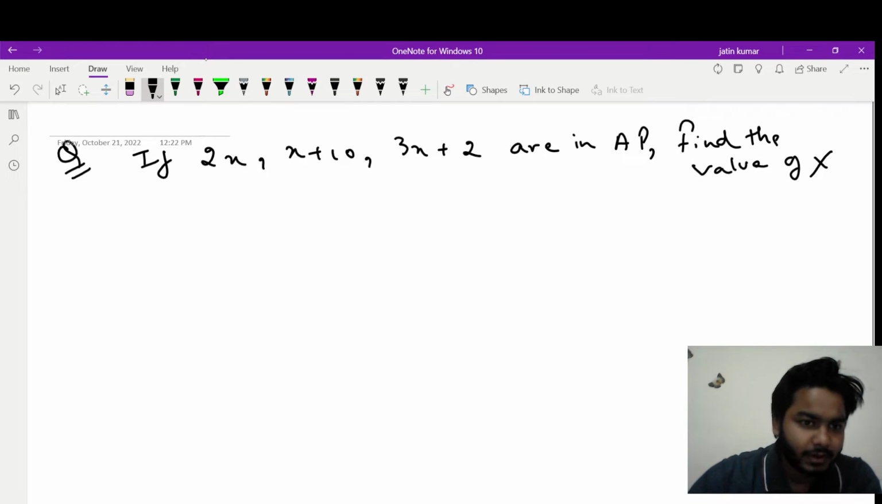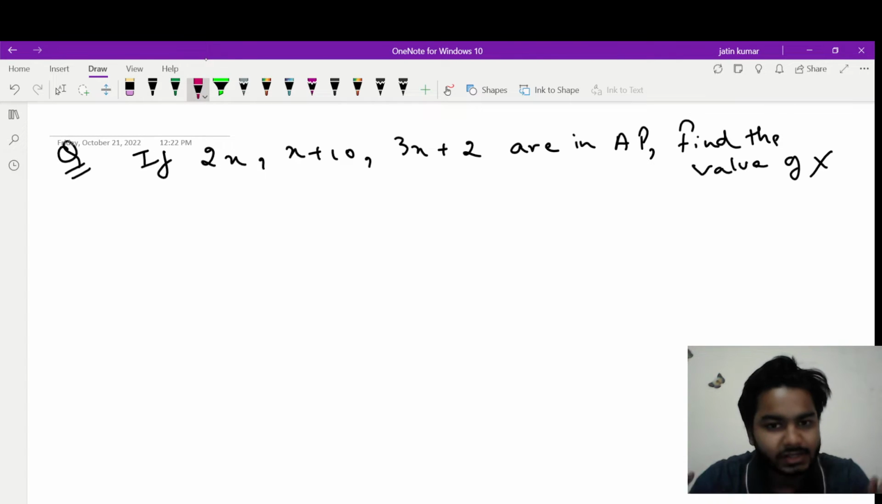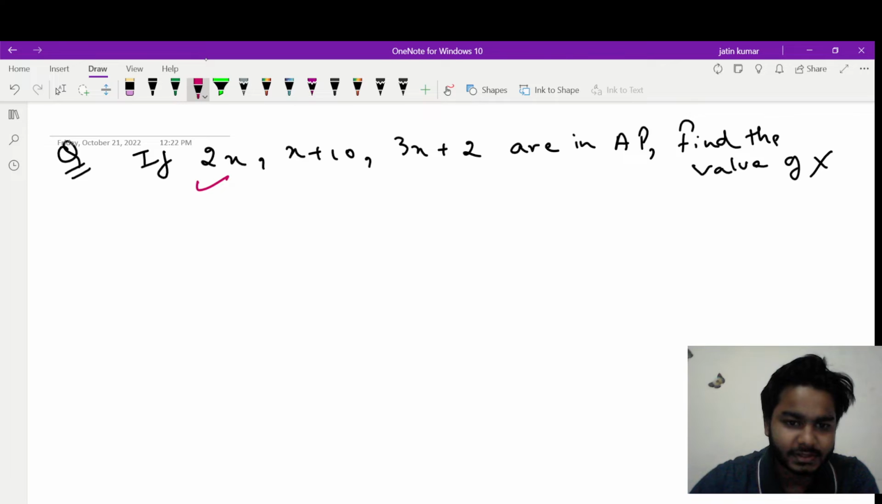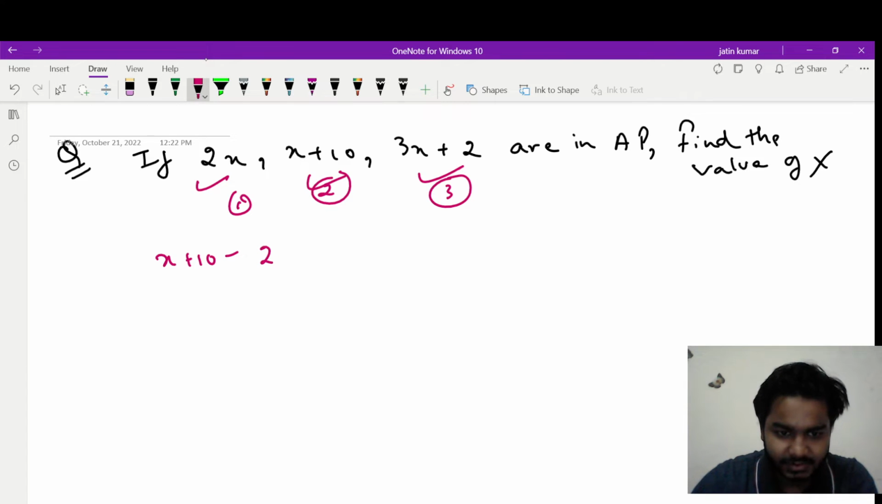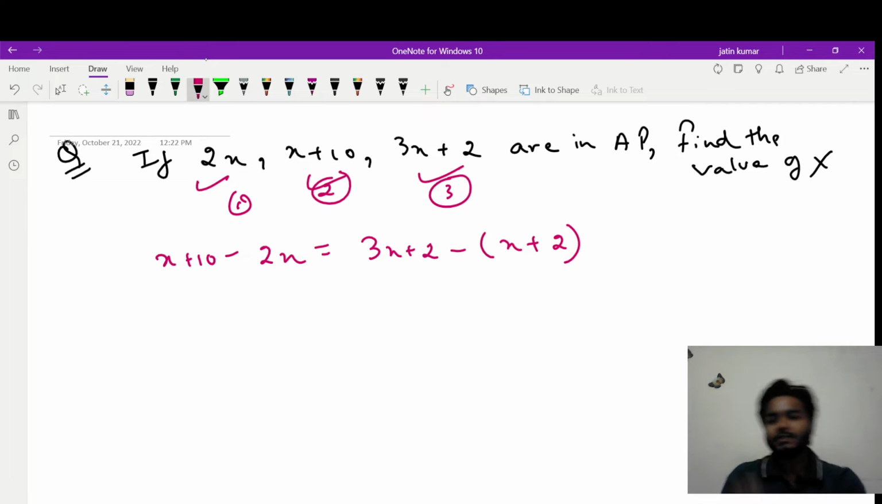Now we have seen in the previous slide that if we are given the 3 terms of AP, then the second minus first term will be equal to the third minus second term. This is the first term, this is the second term, this is the third term, and second minus first will be equal to third minus second, because both are D. D means the common difference, the difference of consecutive terms. So 2x and x plus 10 are consecutive, and x plus 10 and 3x plus 2 are consecutive.